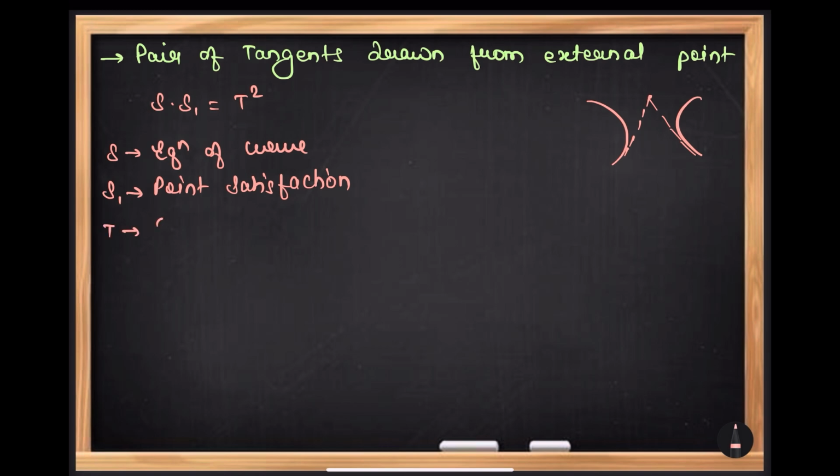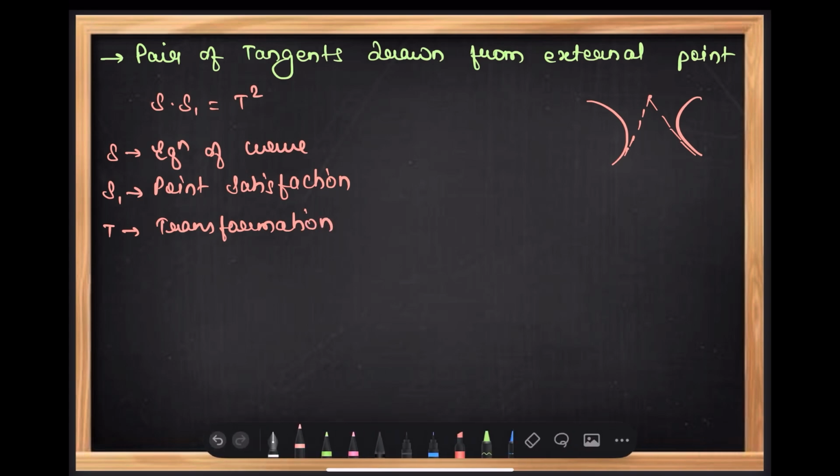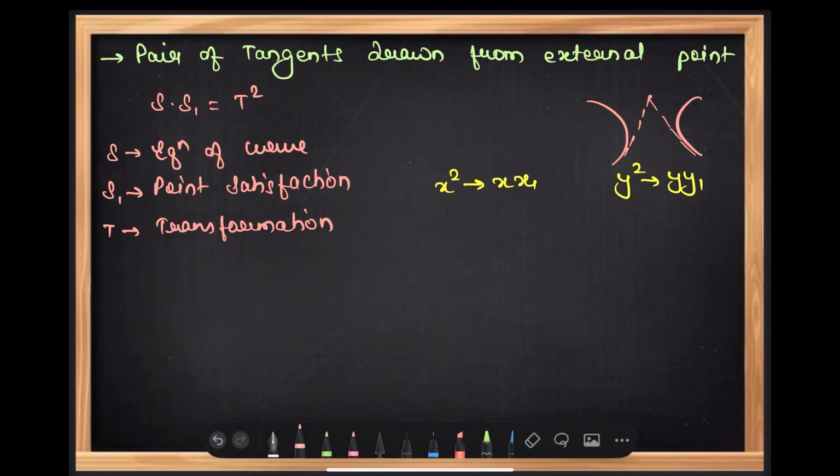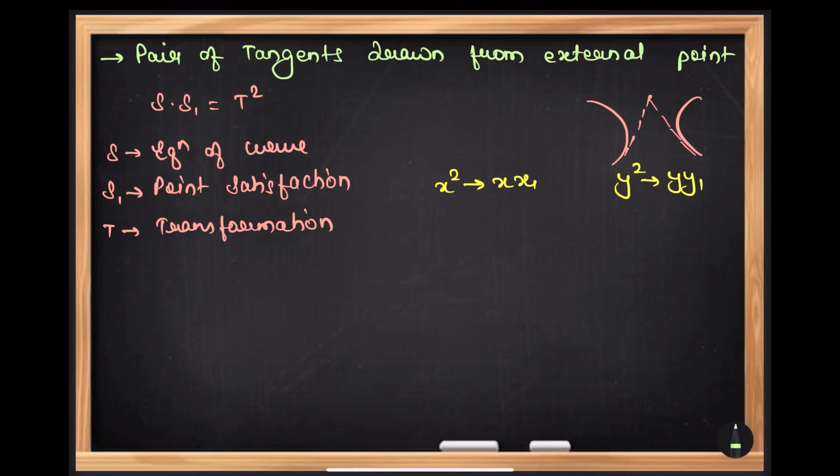Now T, who is T? T is transformation. So you have to take certain transformations for T. And what is that? So wherever you have x square, you will replace x square with x x1, y square with y y1. Now you will replace x with (x plus x1) by 2. You will replace y with (y plus y1) by 2.